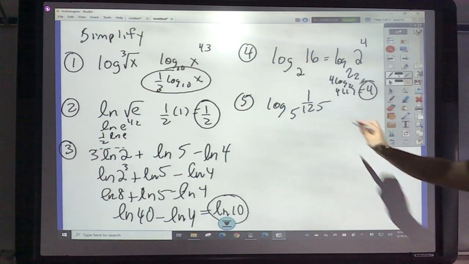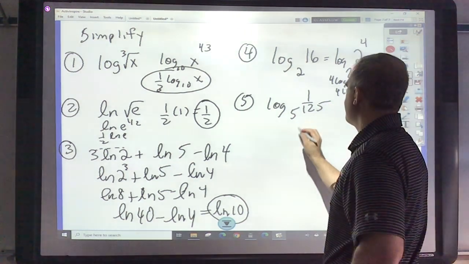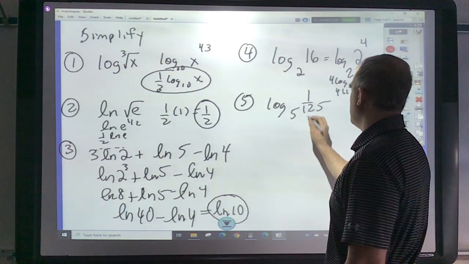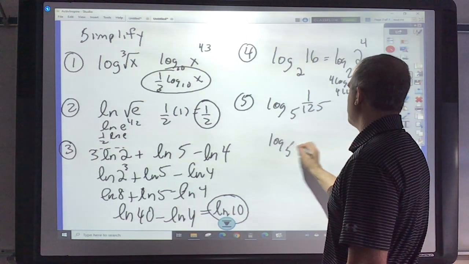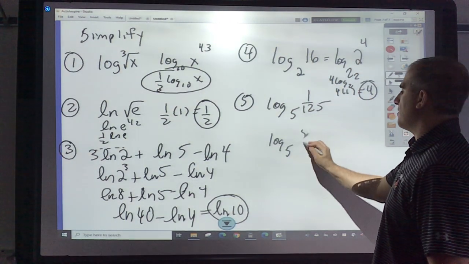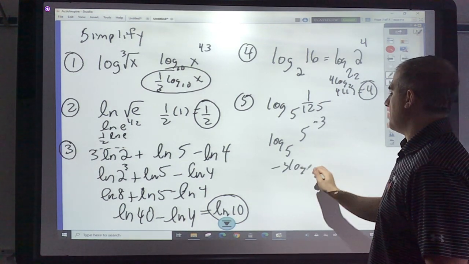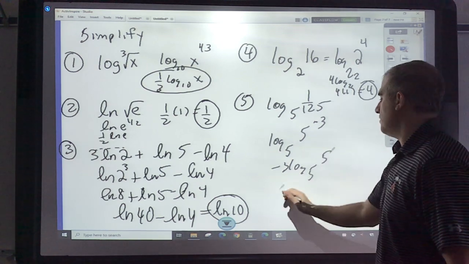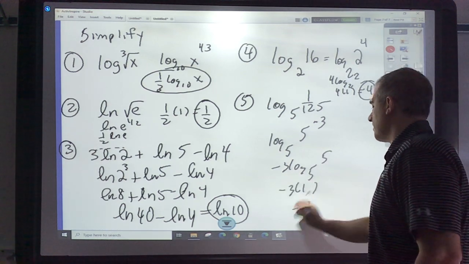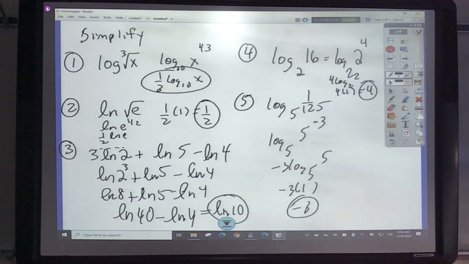Okay, this would be 5. Okay, that looks familiar. So 125 would be 5 to the 3rd, so 5 to the -3. The -3 would come down in front, so I've got negative log base 5 of 5, which is 1, which gives me -3. So a couple of ways that you can simplify exponents.